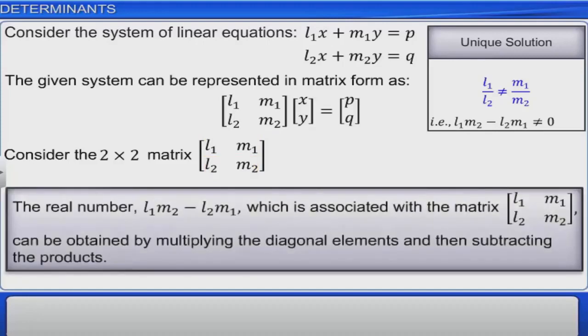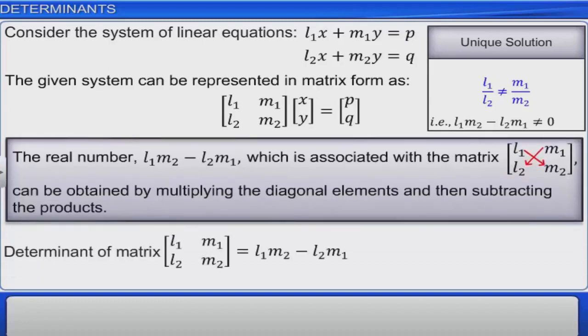L1 into M2 minus L2 into M1, which is associated with the matrix, can be obtained by multiplying the diagonal elements and then subtracting the products. This real number is known as the determinant of the 2 by 2 matrix.